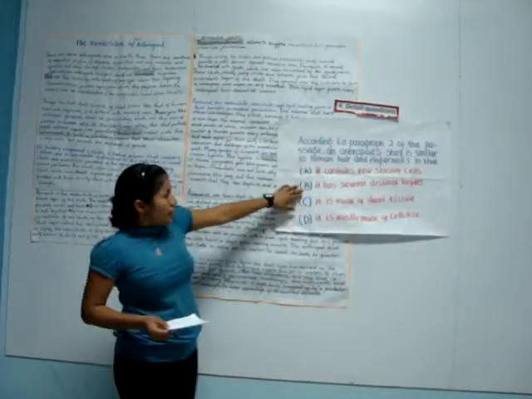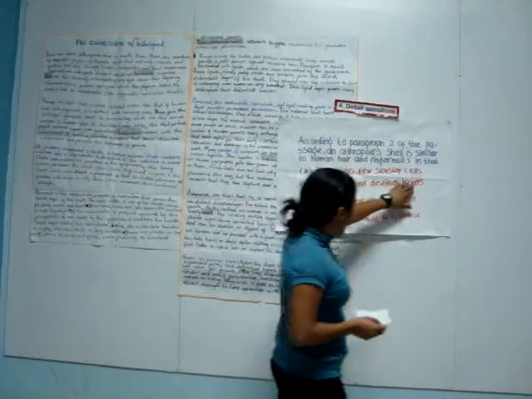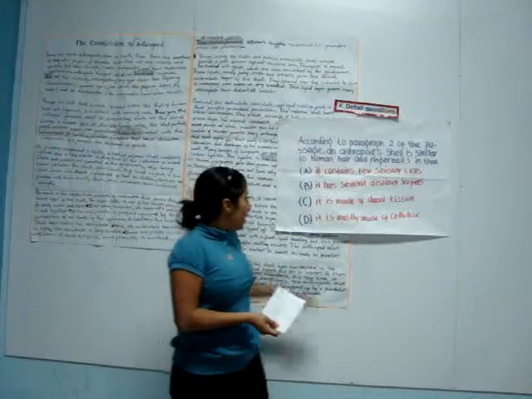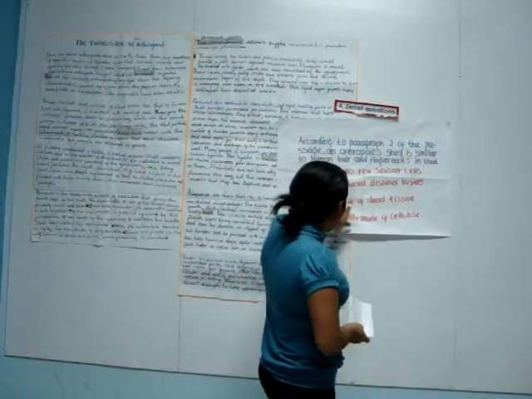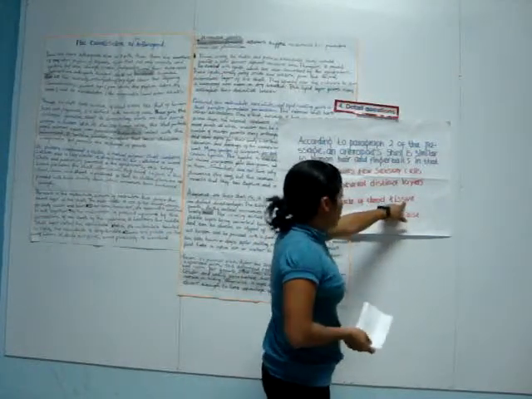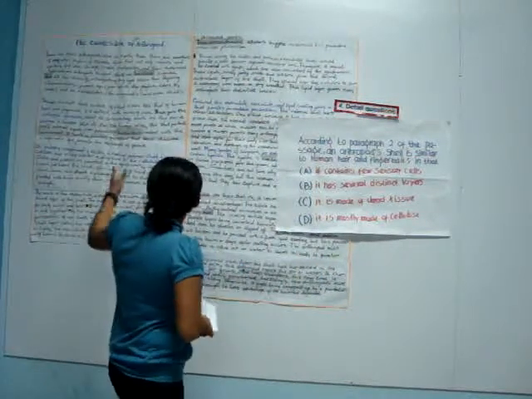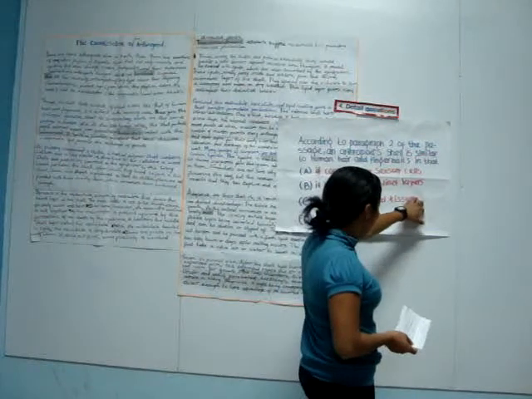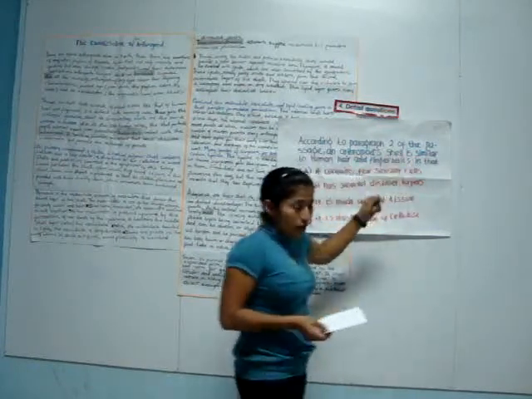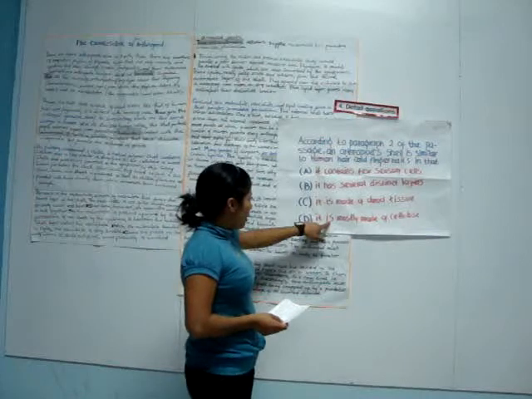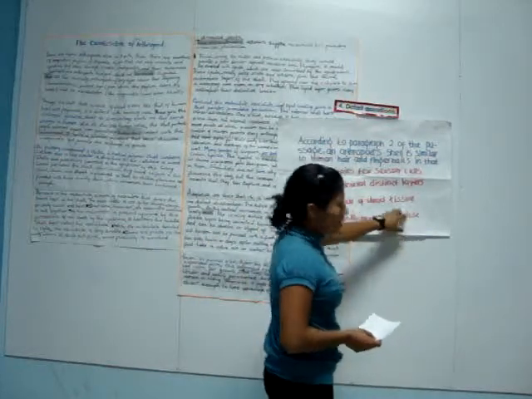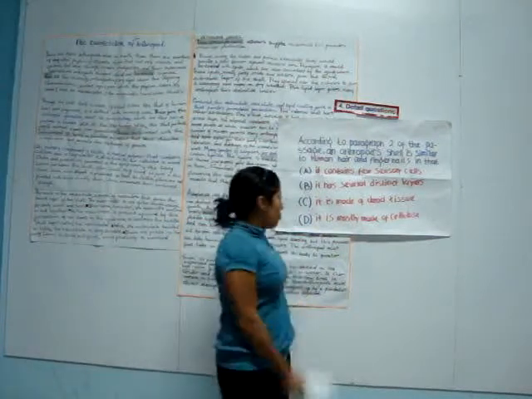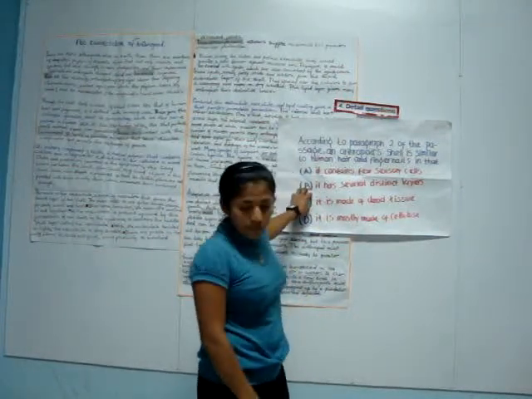And the letter C, it has several different layers. This information is not mentioned in the paragraph, so we are going to eliminate it. And the letter C, it is made of dead tissue. You pay attention to paragraph number 2. This information is mentioned in the paragraph. So this is a possible option. And the letter D, it is mostly made of cellulose. This information is not mentioned at all in paragraph number 2. So the right answer is letter C.